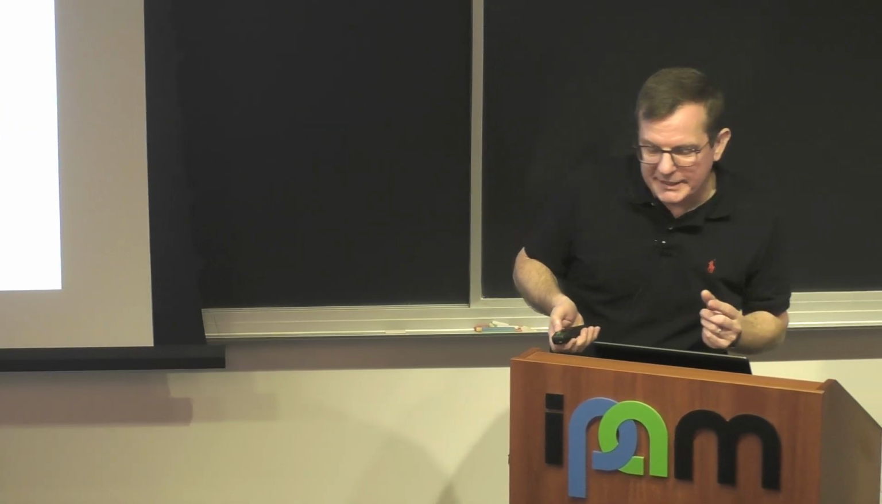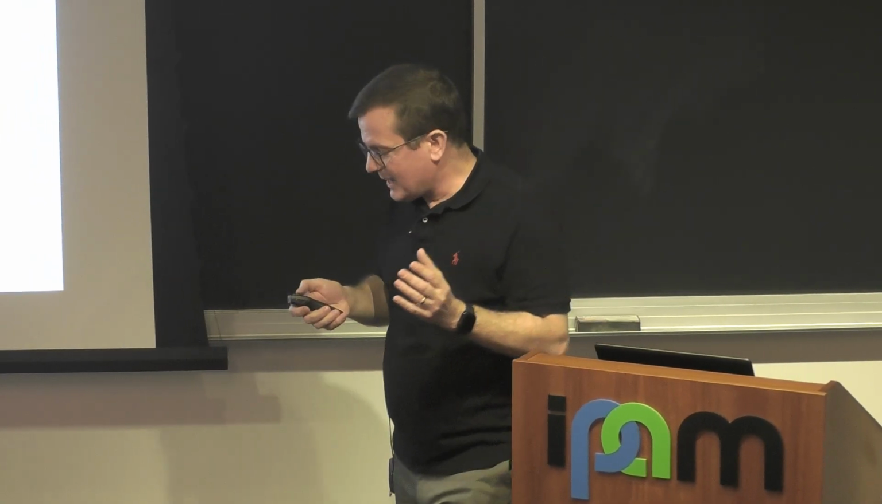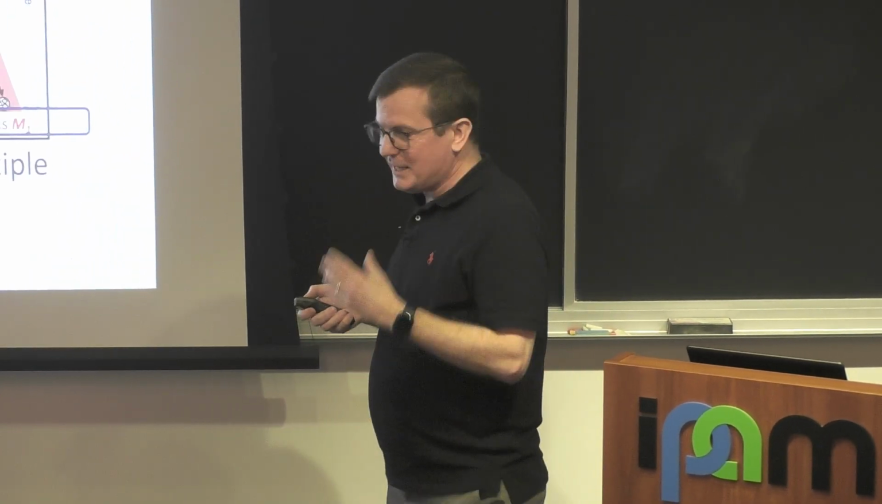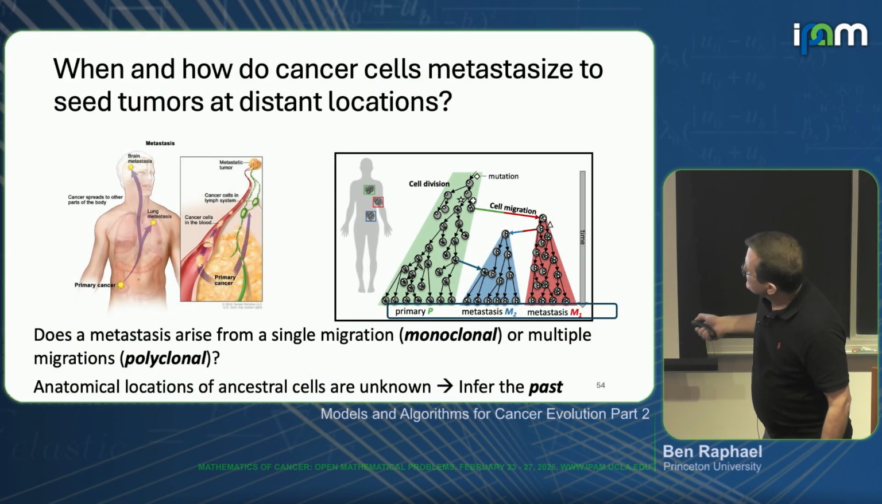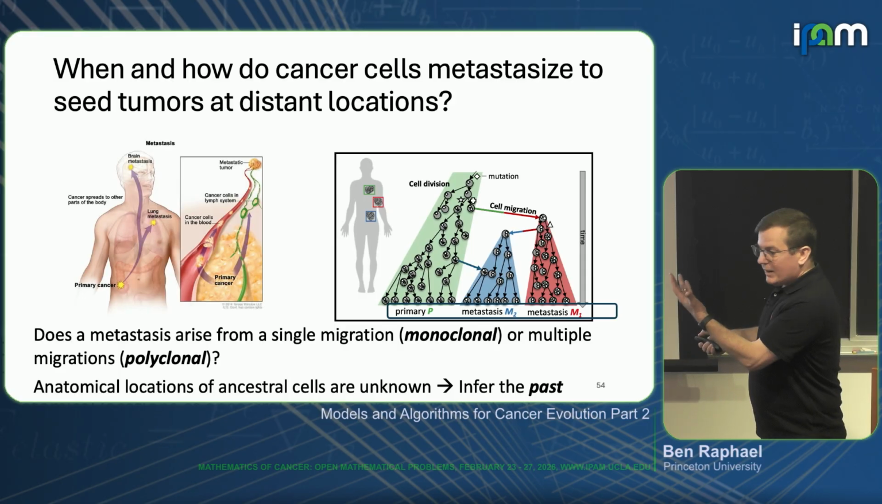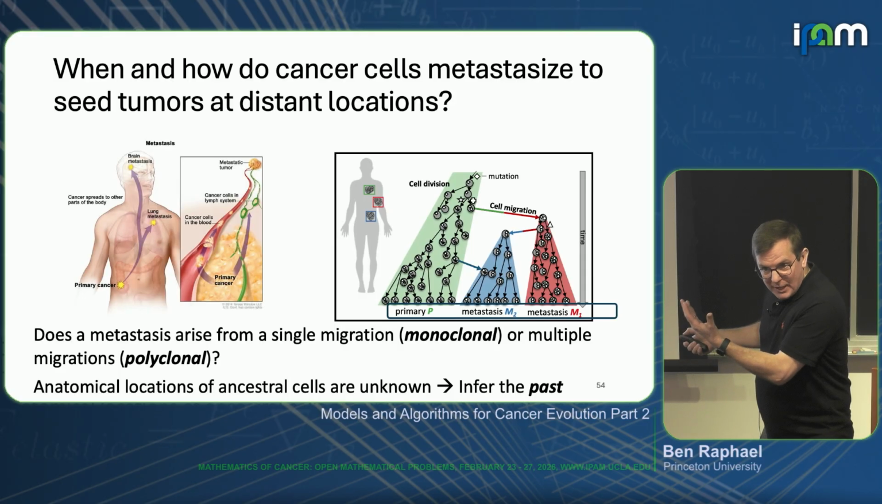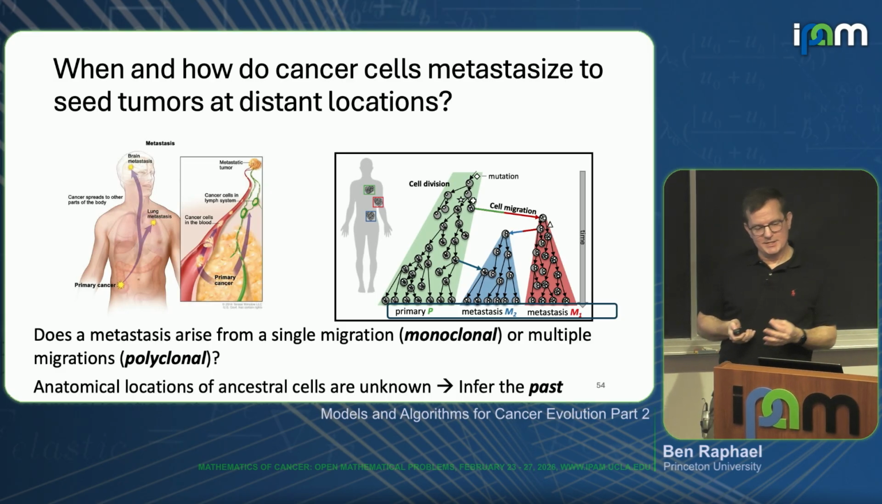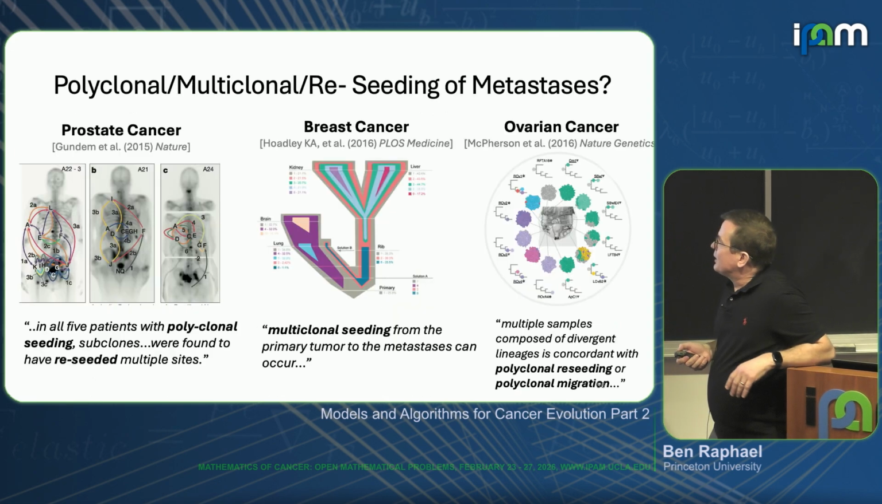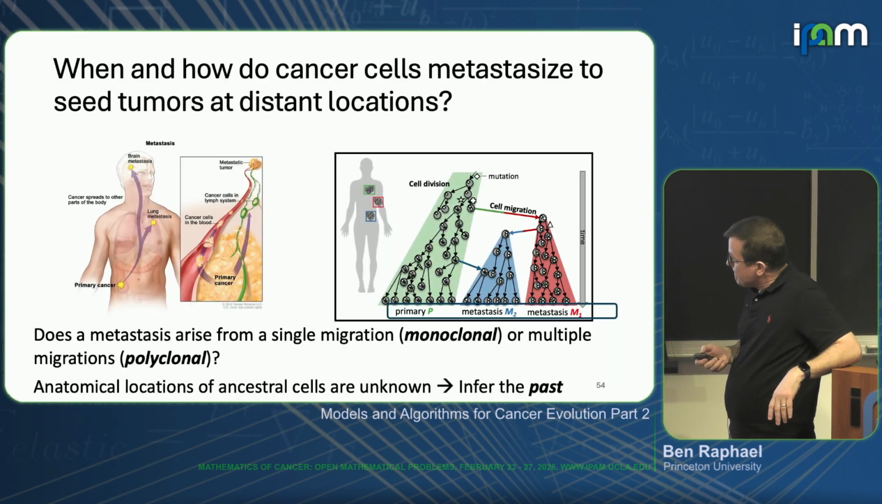Okay, so we need to sequence a primary tumor and multiple mets from one individual, and then we need to build the tree. I talked about that in the last section. I'll assume we've done that. But then we still have a new problem because we don't know, when we sequence at one time from this primary and mets, where these migrations were. So we still have to infer the past, but we have to infer the past for just this idea of cellular location.